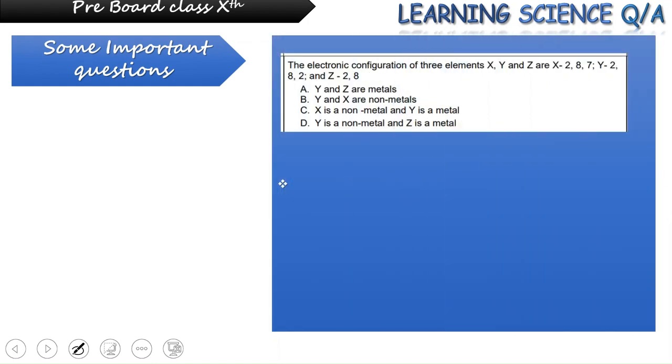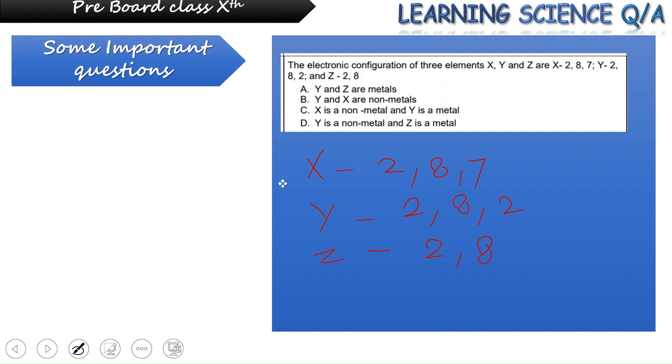Next, we are provided with the electronic configuration of three elements X, Y and Z, as X is 2, 8, 7, Y with 2, 8, 2, and Z with 2 and 8. By looking at this, you need to tell whether X, Y, Z are metal or non-metal. These are the two options that they are asking for.